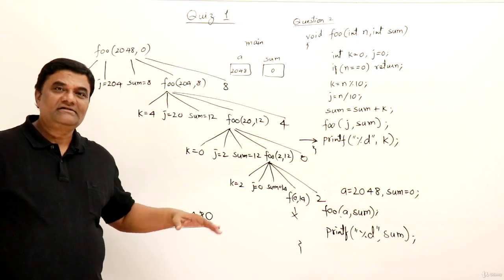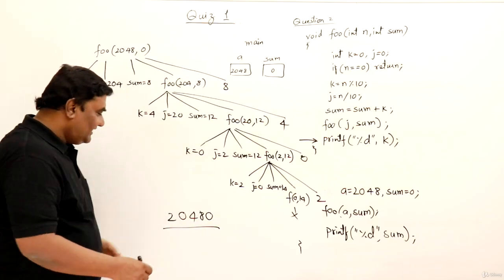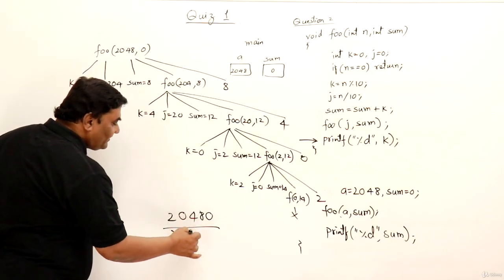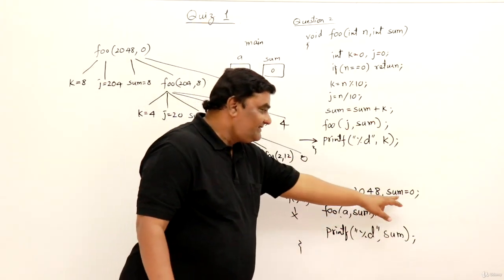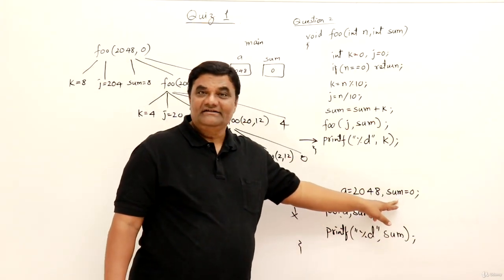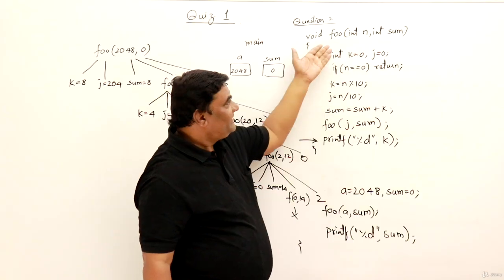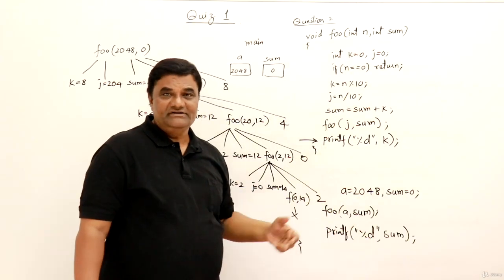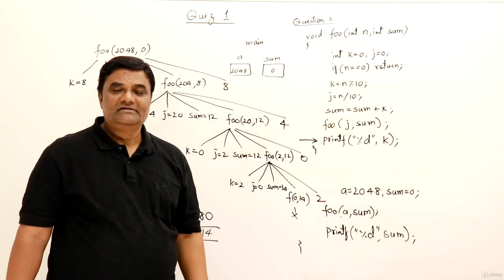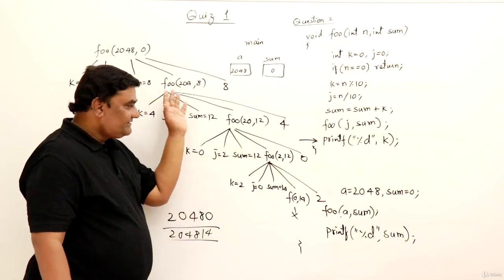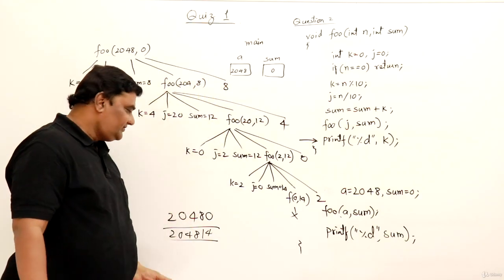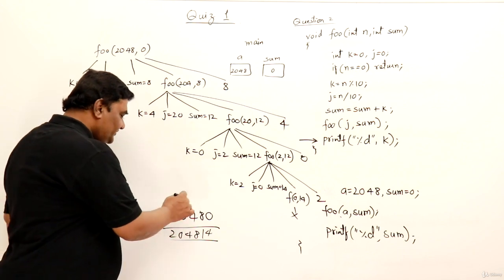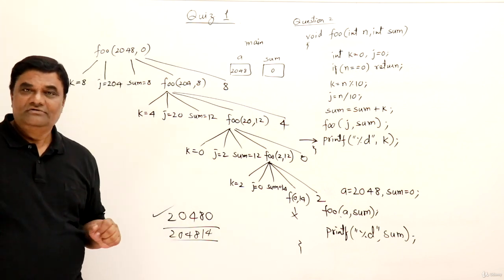If you got this answer, then it is perfect. If you got the answer 2048 and 14, it means you have made a mistake. You thought that this sum is modified, that we are adding this one. No, that is belonging to foo function. It's nowhere related to this. So this is not modified. So that's all. This is the tracing. It is a little bit lengthy, right? Because so many operations are there in the function, and the result is 2048 and 0.